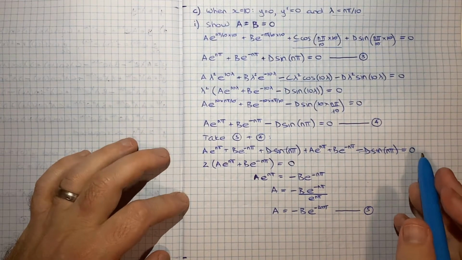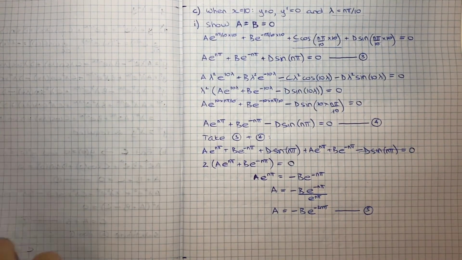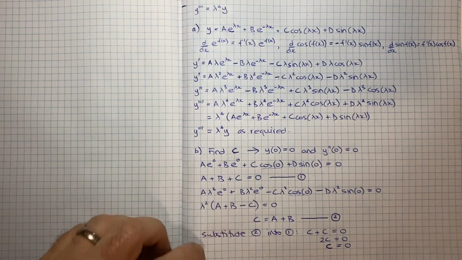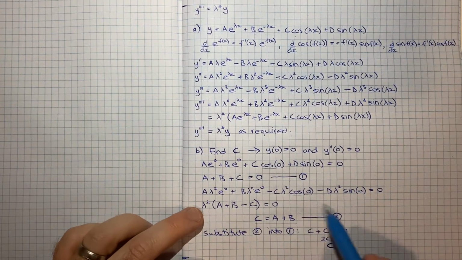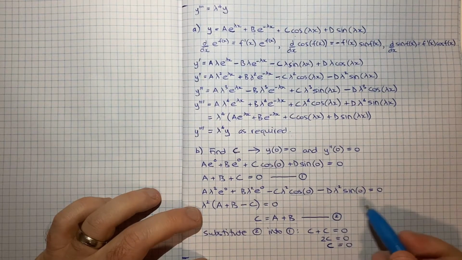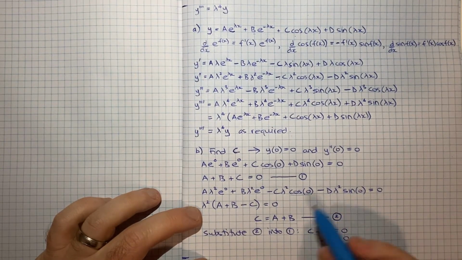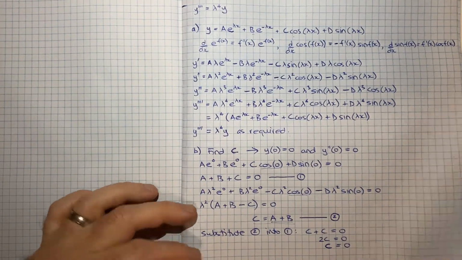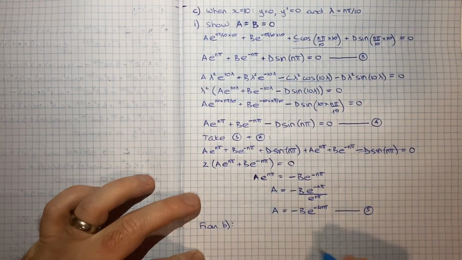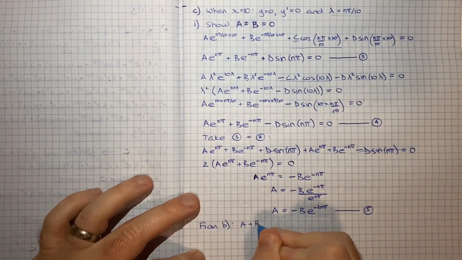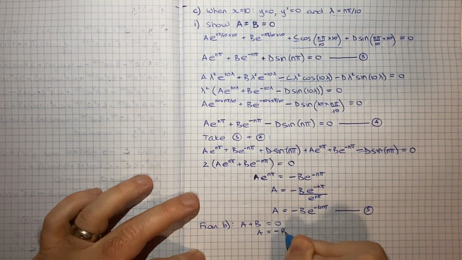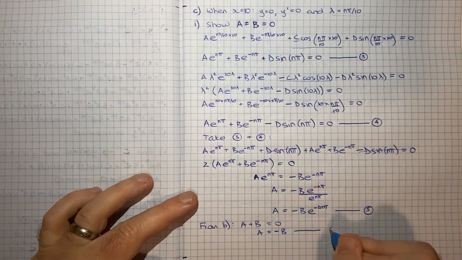And something we can note, something that will help us, is in part B, we got C is equal to A plus B, this equation 2. But we also found that C is equal to 0. So that means we know that A plus B is equal to 0. So we can say from part B, we know A plus B is equal to 0. Or in other words, A is equal to negative B. Maybe I'll call that equation 6.